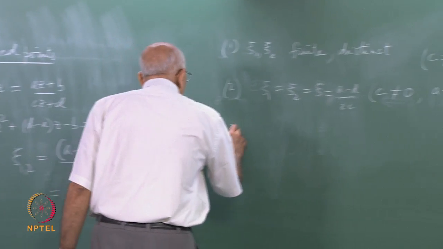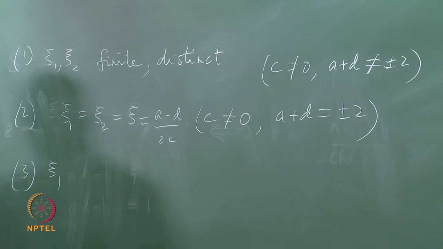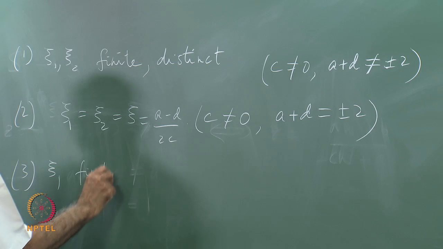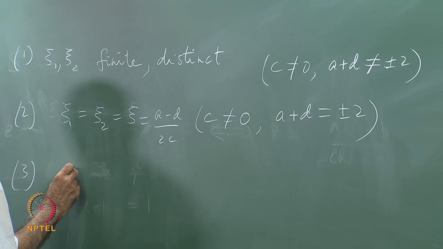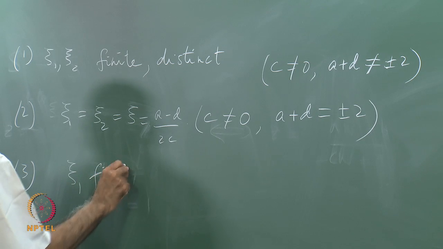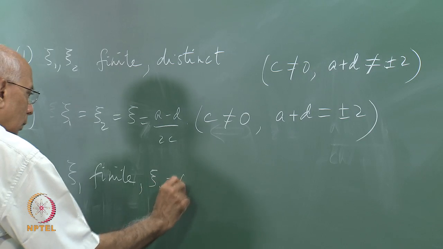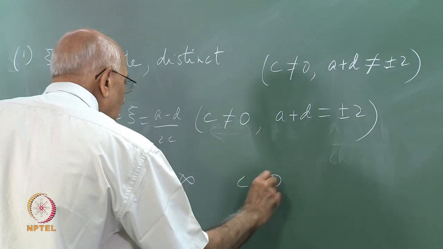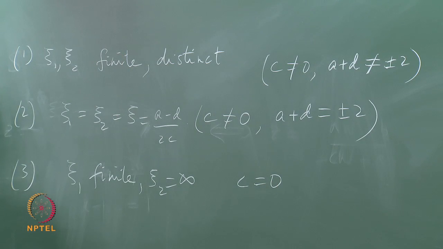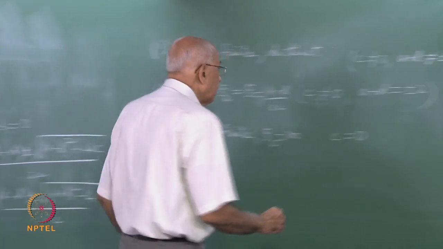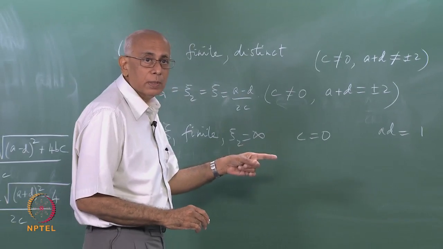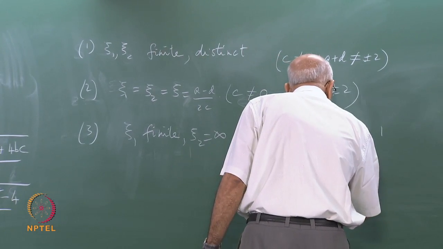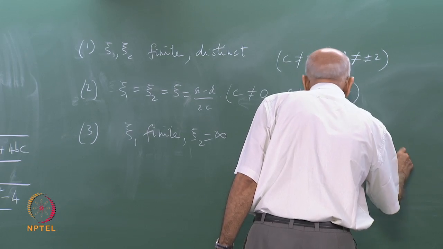The third will happen when xi1 is finite. So if C is 0, xi1 finite, xi2 equal to infinity. So this would correspond to C equal to 0, and then you can see immediately that there are two fixed points, and remember that you must have now AD equal to 1 because BC is 0 since C is 0. So this will imply that D equal to 1 over A immediately.